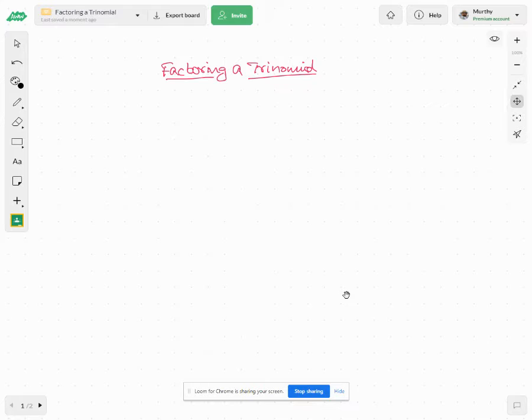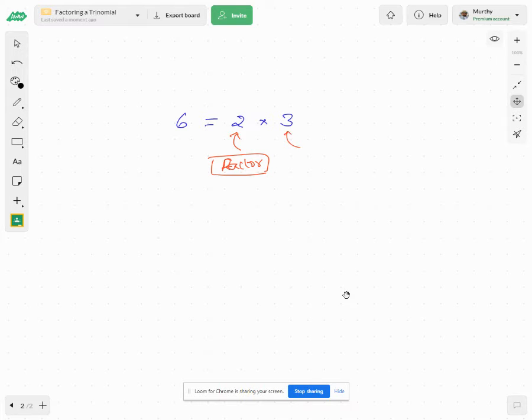factorize a trinomial. Let's say that you are given x square plus 9x plus 20 equals 0, and you are asked to factorize. So what is the meaning of factoring? For example, if I am taking 6, 6 can be written as a product of 2 times 3. Here I call 2 a factor of 6, and 3 is a factor of 6.